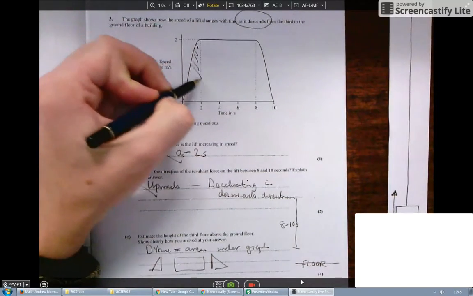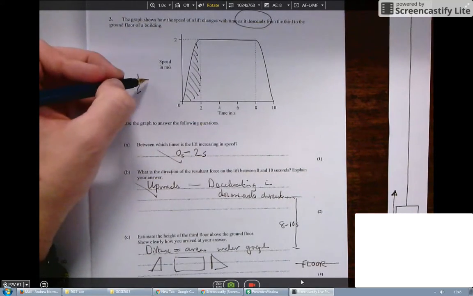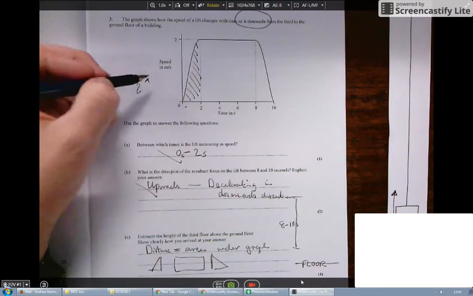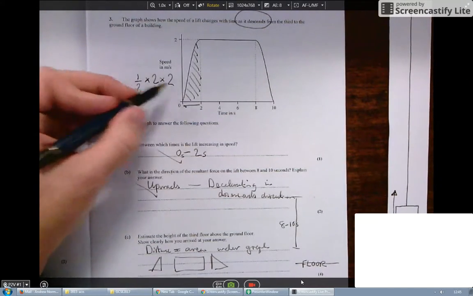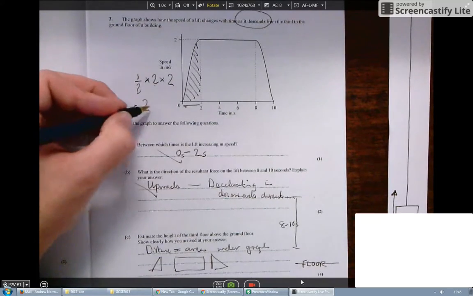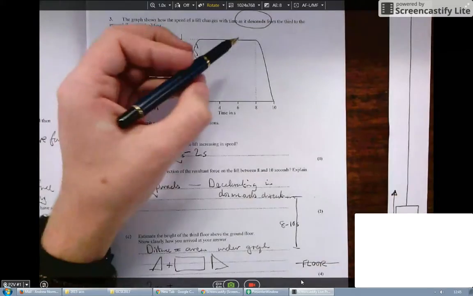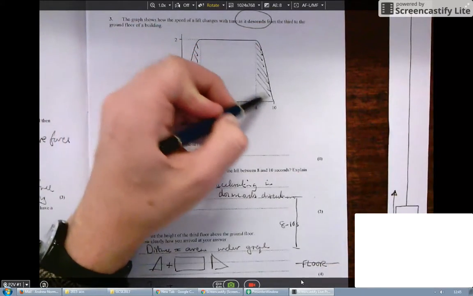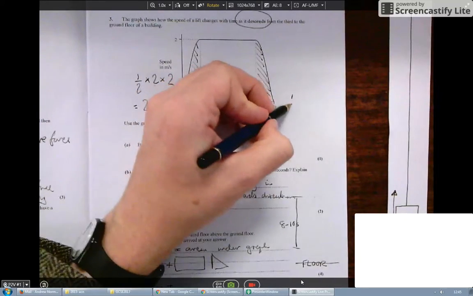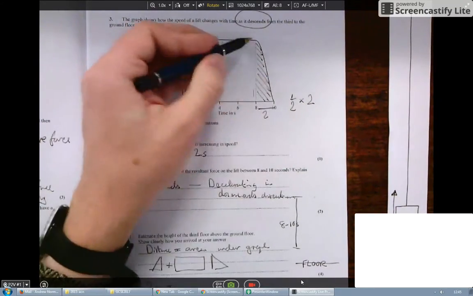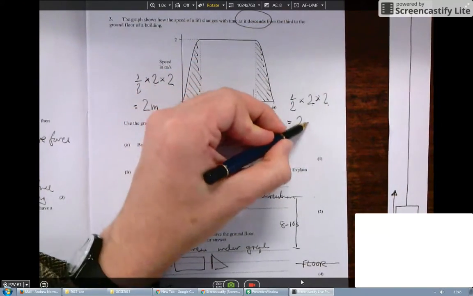So our first triangle up here on the graph is that one. We get the area of the triangle by doing a half times base times height. Base being 2 here, 2 across, and height also being 2. So 2 times 2 is 4, divided by 2 gives us 2 meters. Next, we've got this other triangle at the far end. Again, we've got 2 here between 8 and 10. So a half times base, which is 2, times height, which is also 2. So 2 2s are 4 divided by 2 gives us another 2 meters.